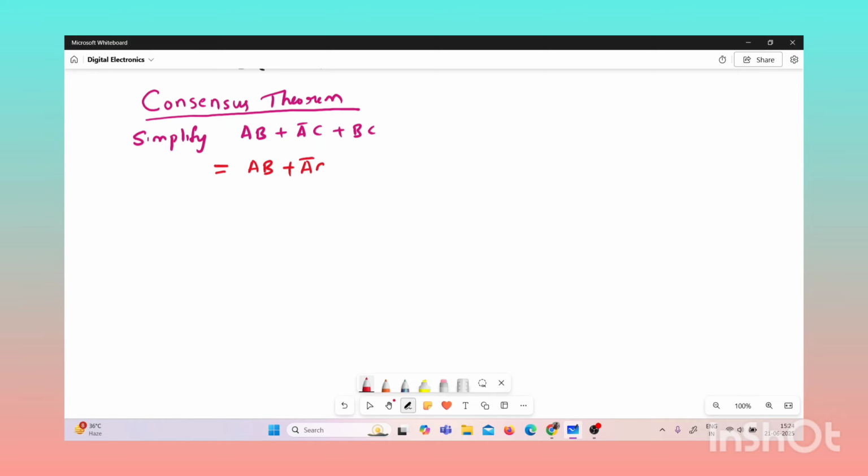So AB plus A bar C plus, I am writing here, BC dot 1. Since BC is multiplying with 1, we can write BC dot 1. After that, AB plus A bar C plus, I am writing this one as A plus A bar, which is equal to AB plus A bar C plus ABC plus A bar BC.